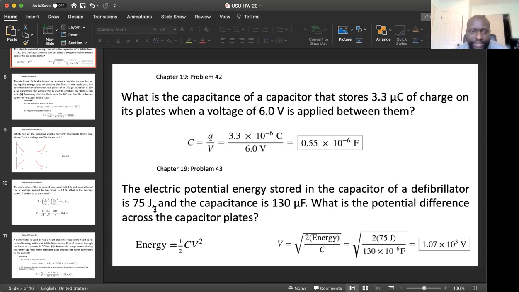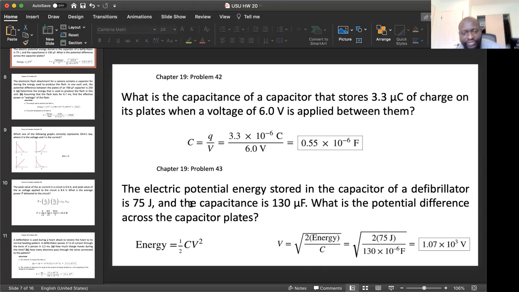So that's the capacitance. The next problem, chapter 19, problem 43 says the electric potential energy stored in the capacitor of a defibrillator is 75 joules and the capacitance is given. We're asked to find potential difference. So energy is half CV squared. C is capacitance, not charge. Is that okay? Okay. So we're asked to find V, the potential. So from here, if we make V subject of formula to be 2 times energy divided by C square root. And that gives us the potential.